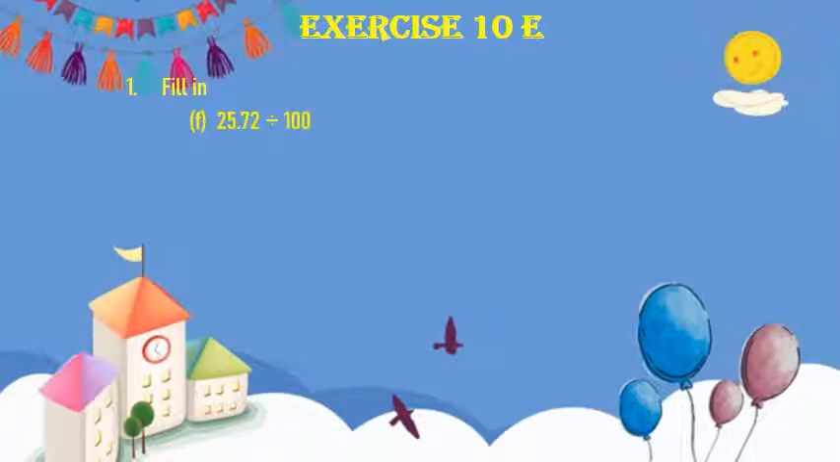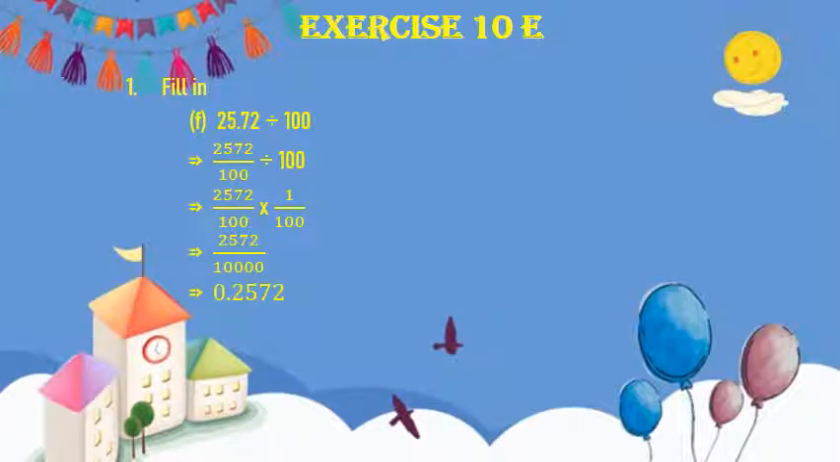Now children, let's do the next question, which is the F part of question number 1. Here we have to divide 25.72 by 100. So 25.72 can be written as 2572 by 100 divided by 100, which in turn is equal to 2572 by 100 multiplied by 1 upon 100, which in turn is equal to 2572 upon 10,000, right? And this can be written as decimal fraction as 0.2572.